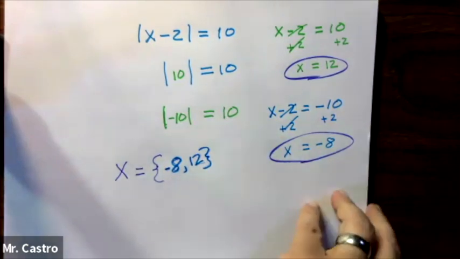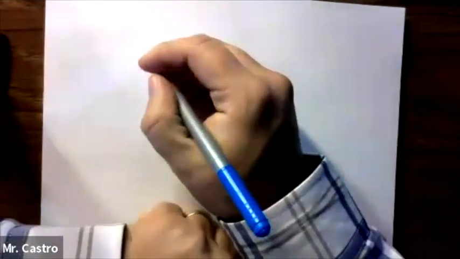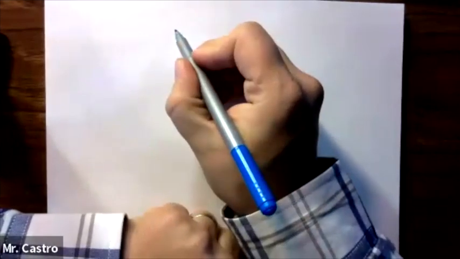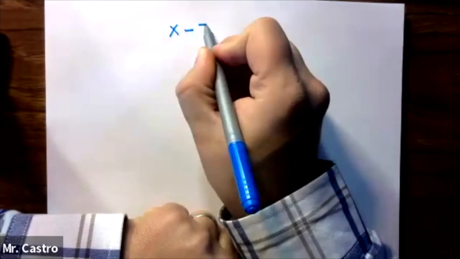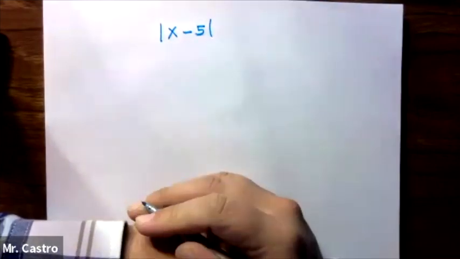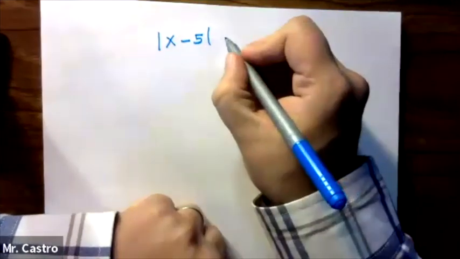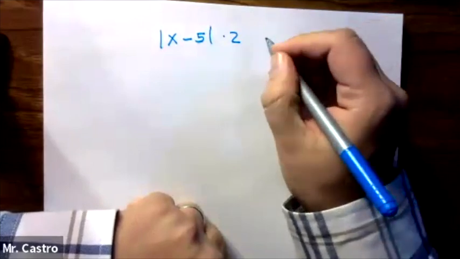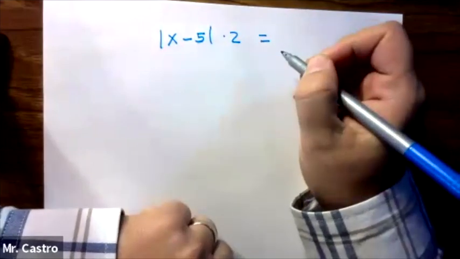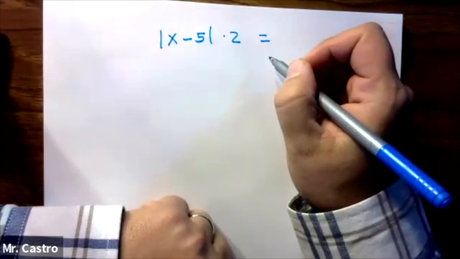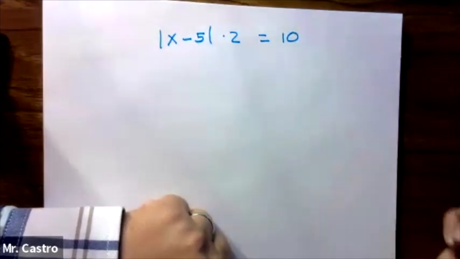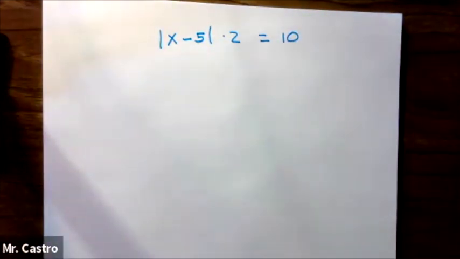All right. Let's keep taking notes here. If I've got, let's say, x minus 5 in absolute value, but then I'm multiplying that by 2, and that's going to equal 10. How do I do that? I want you guys to send me what you think the answers are.